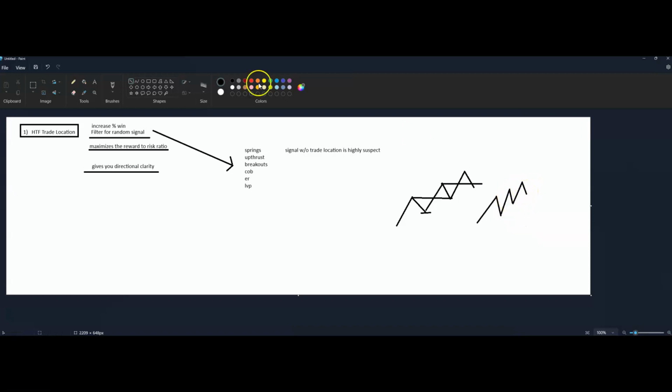As soon as you do this, whether consciously or unconsciously, what are you going to do? You're going to wait for a higher high and you're going to put your stop here. You're going to put your stop here and you're going to enter somewhere.